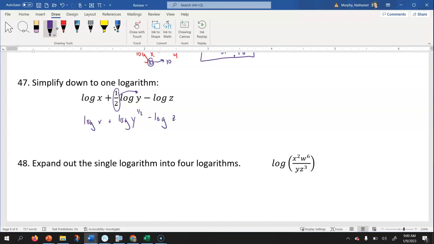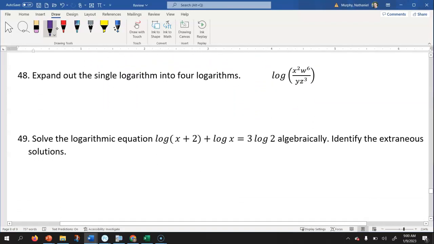And now we're going to combine all these as a single logarithm. So remember, if we're adding separate logarithms, we can combine it as a single logarithm using multiplication. If we're subtracting separate logarithms, we can combine it as a single logarithm using division. So here we have multiple things going on. So I'm going to have the log of this giant quantity, and we'll have x times y to the 1/2 power, and we divide by z. And that's all you'd have to do. That'd be your answer. That's a single logarithm.